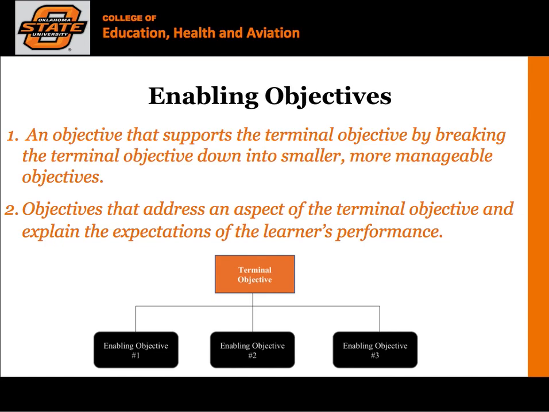So each of your steps will be supported by an enabling objective, which is an objective that supports the terminal objective by breaking the terminal objective down into smaller, more manageable objectives. So enabling objectives address an aspect of the terminal objective and explain the expectations of the learner's performance. So as you can see, you have your top dog terminal objective, and it's supported by each of your enabling objectives, which are also kind of like those steps. So if you're getting confused with steps and enabling objectives, don't. We're going to go through an example that'll help you connect them, because they're essentially the same thing.